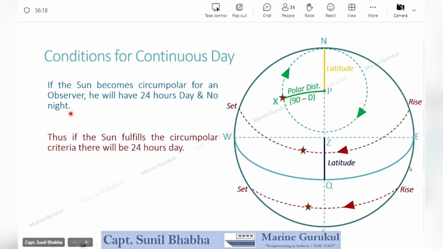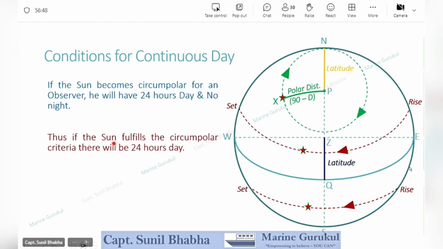This happens close to the poles in higher latitudes above about 66.5 degrees north and south. In the polar regions, you have 6 monthly days and 6 monthly nights. Whenever the sun's declination matches with the declination of a particular pole, it will always remain above the horizon for that observer, leading to 24 hours day.